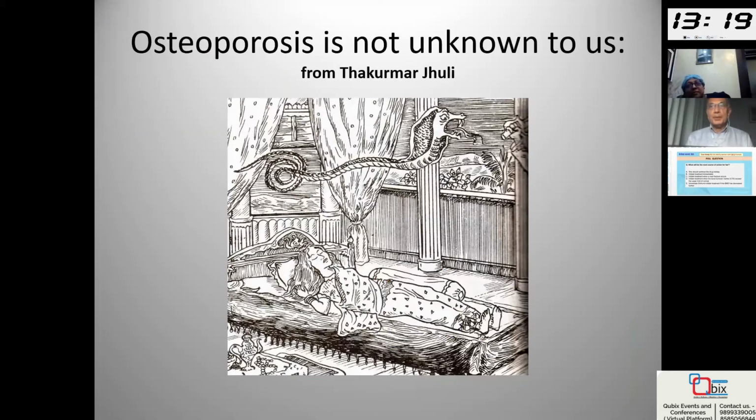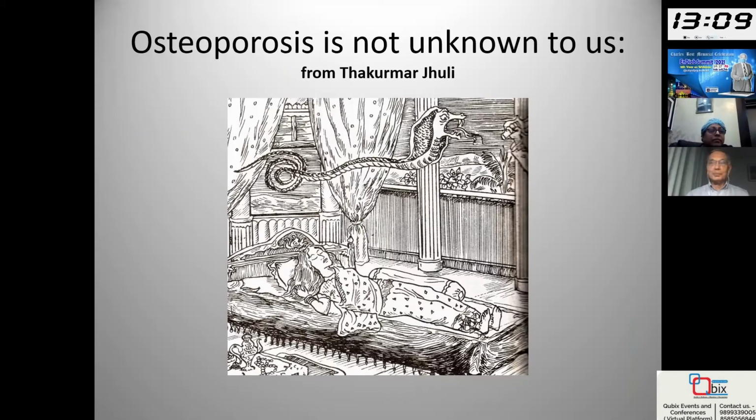Well, this is a picture from Thakurmar Jhuli. And you can see the queen has got hard Marmari Ashuk, which is basically osteoporosis. And there is a serpent, a Rakhosh going over her. So it is something that is not unknown to us and to our literature and to our people.